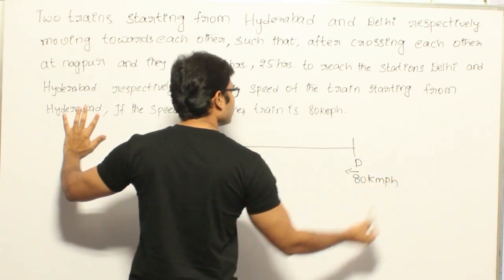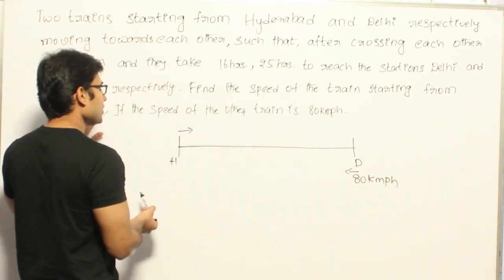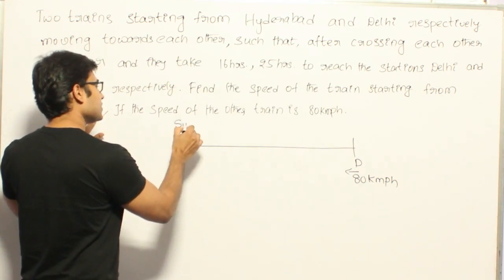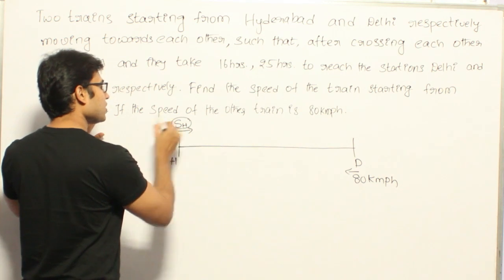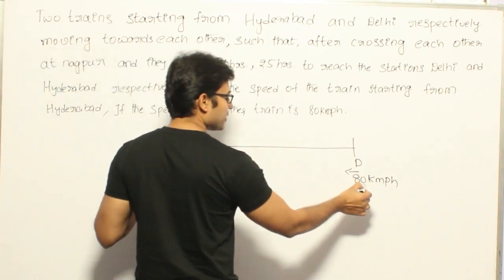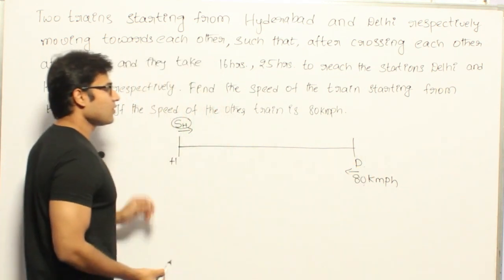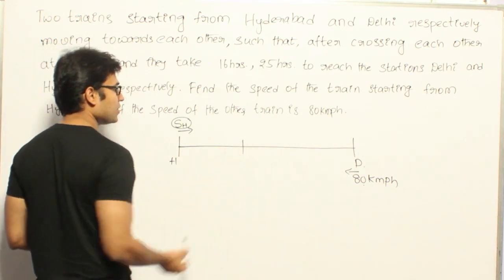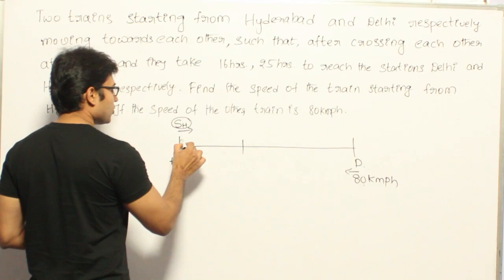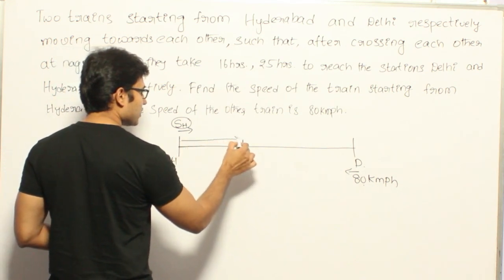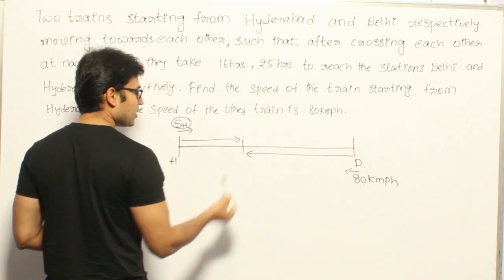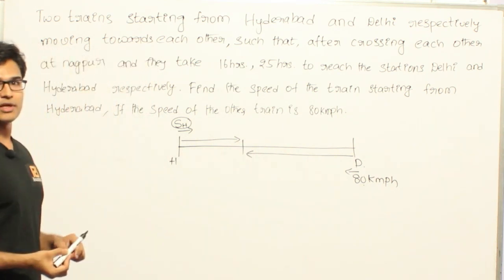And now we don't know the speed of the train starting from Hyderabad. Let's call it SH. So SH is the speed of the train starting from Hyderabad and the speed of the train starting from Delhi is 80. Now they are saying that they are going to meet at Nagpur. Let's say Nagpur is somewhere here. So both of them are going to meet at Nagpur. This train is going to come here and this train is going to come here, and both of them are going to meet at Nagpur, right?